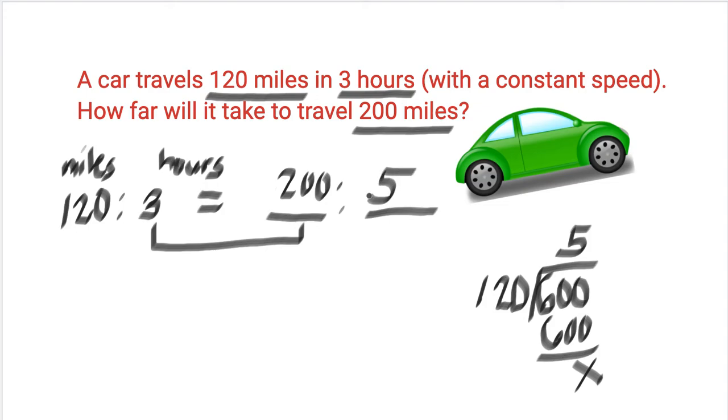Okay. So if you travel 120 miles, it will take you 3 hours. If you have 200 miles, it will take you 5 hours. So meaning to say, there's an increase in the number of miles, and there's also an increase in the number of hours. From 3, it becomes 5. So this is a direct proportion.